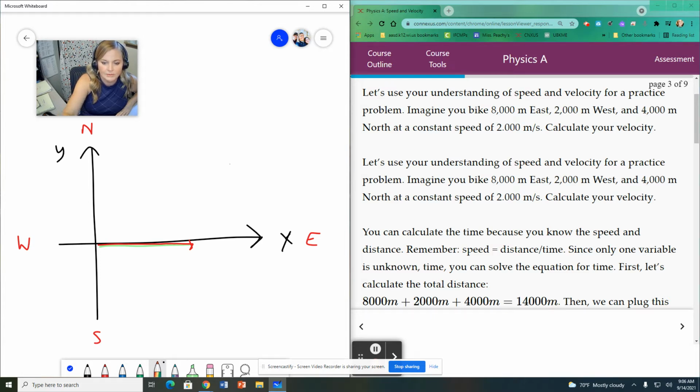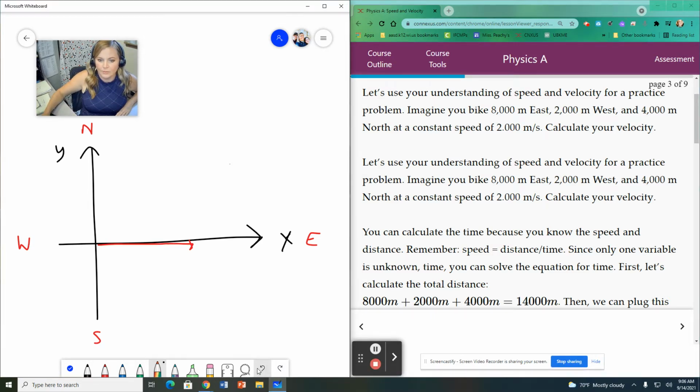So let's actually take that one away. I'm going to go 2,000 meters back. And then I go 4,000 meters north. So it was 8,000 meters to the east, 2,000 to the west, and then 4,000 north. And I'll do that with a different color. Okay, so this is my final position right here. There. So when you look at total distance traveled, you're just adding them up.